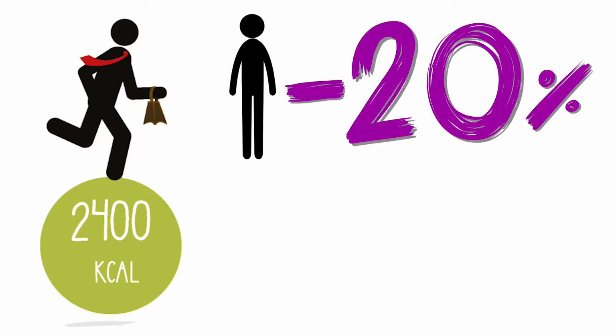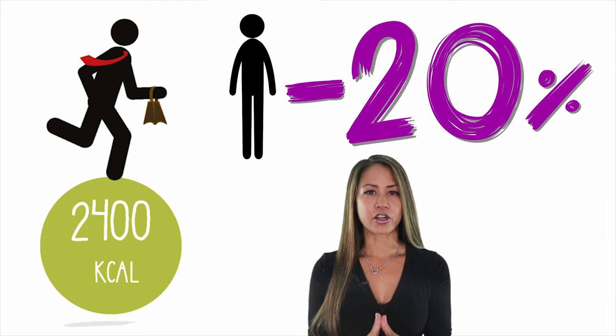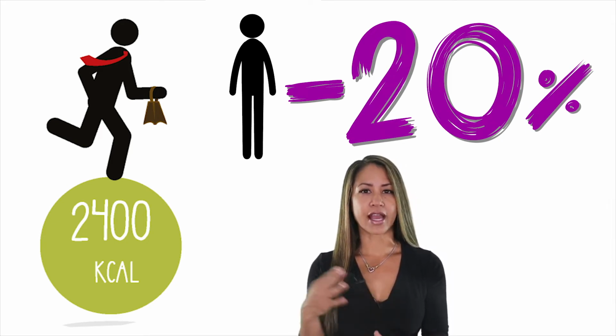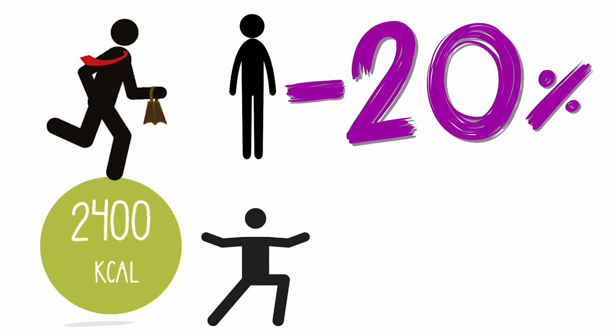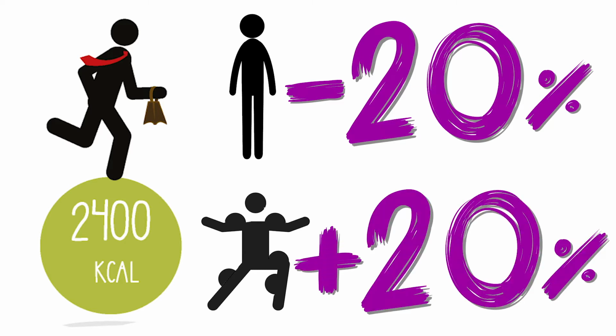Once you have that number, if the goal is weight loss, subtract 20% to establish a calorie deficit. In general, the higher the starting weight, the greater the calorie deficit can be. For weight or muscle gain, add 20% to establish a daily calorie surplus. This is also highly variable depending on age, exercise experience, etc.